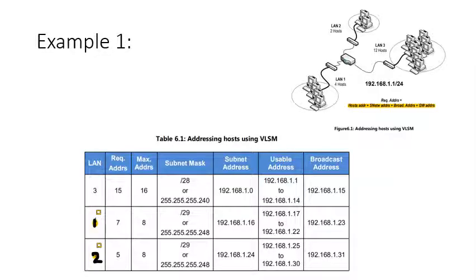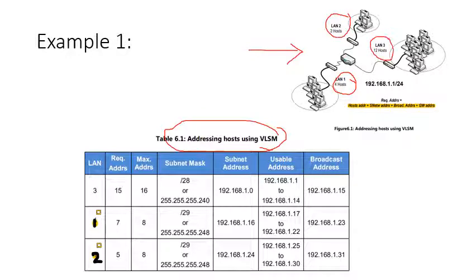Okay, now let's look at this example. How do we provide an IP addressing scheme by using VLSM? Let's look at the network first. We have 3 subnetworks. LAN 1 contains 4 hosts, LAN 2 contains 2 hosts, and LAN 3 contains 12 hosts.